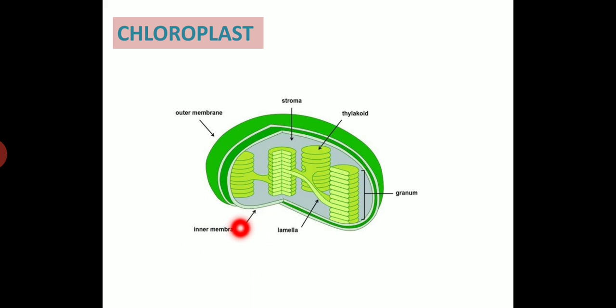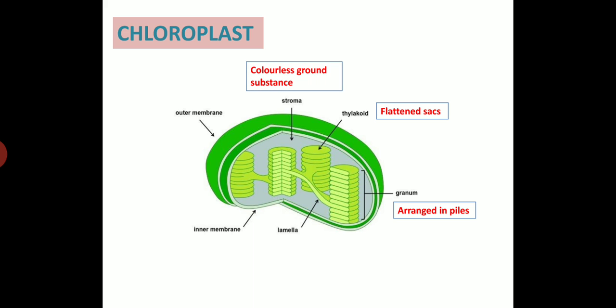In the inner membrane, there are flattened sacs, right? The individual flattened sac is known as thylakoid, and when these flattened sacs are arranged in piles, then each pile is known as granum. Okay, and see the gray portion, which is almost colorless, a colorless ground substance, where thylakoids or granum are present, that colorless ground substance is known as stroma.